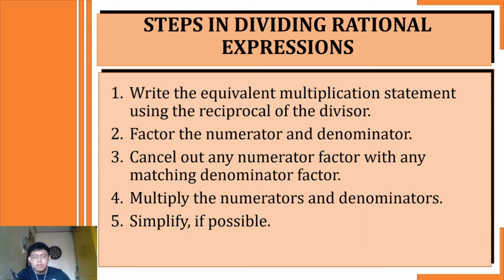Step 2. Factor the numerator and denominator. Step 3. Cancel out any numerator factor with any matching denominator factor. Step 4. Multiply the numerators and the denominators. And step 5, simplify if possible. Now let's proceed to our example to show you all the steps.